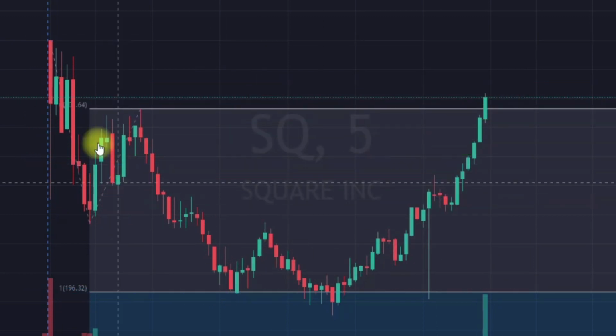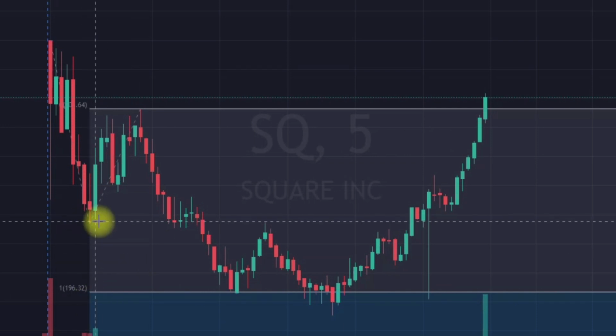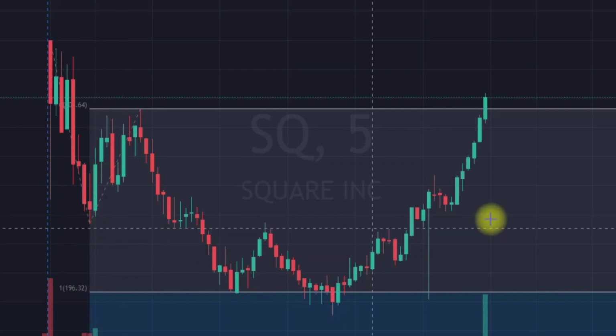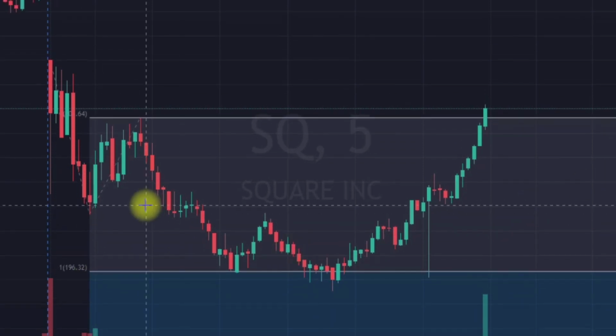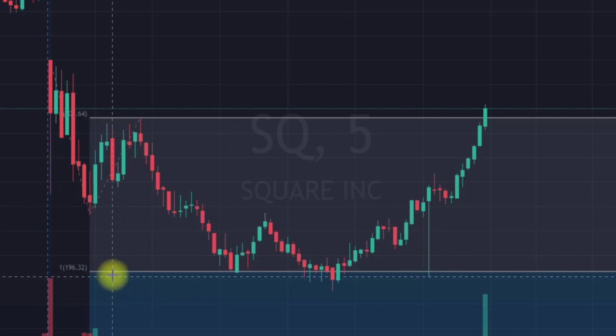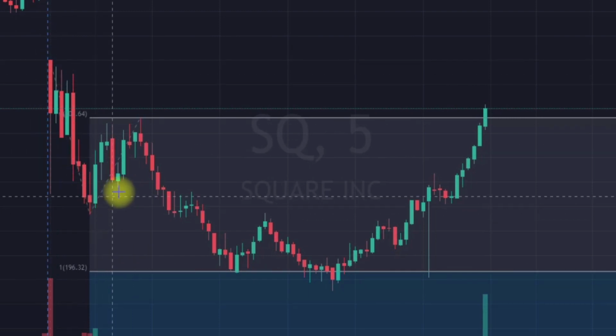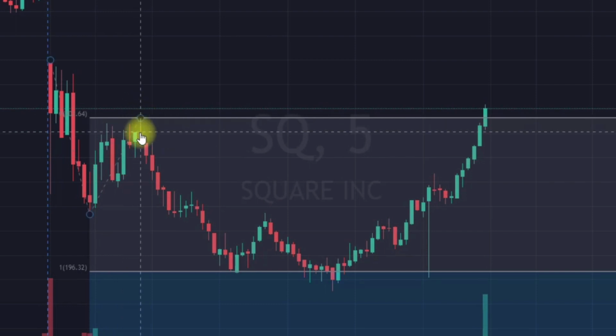Now with symmetry, some platforms will have different percentages on them, like a 61.8 using Fibonacci levels on the extensions, which those do work, but I have found that the 100% works the best because it is symmetry. It's measuring this exact move and putting it right here and saying that exact move is going to happen again. Now let's look at another example.